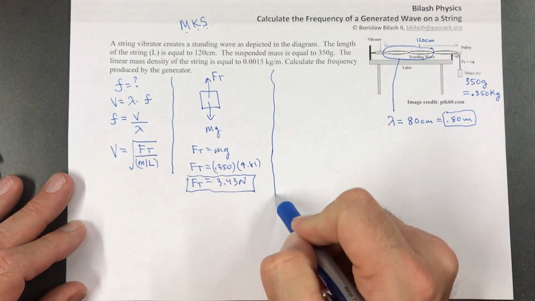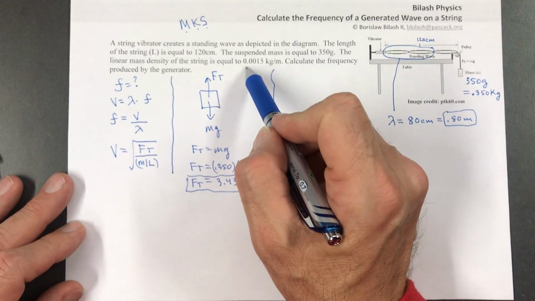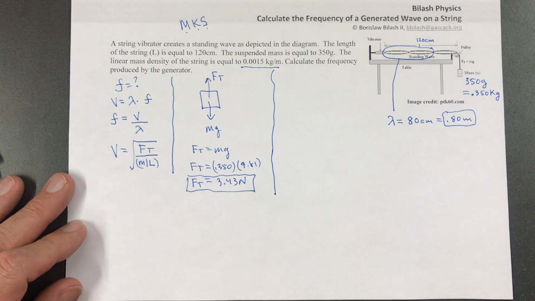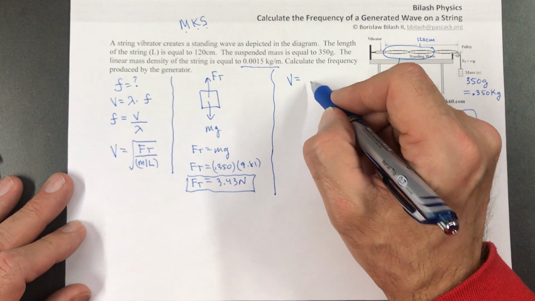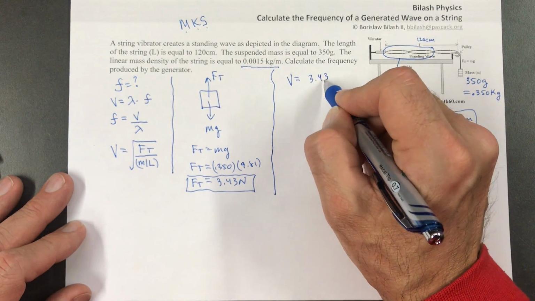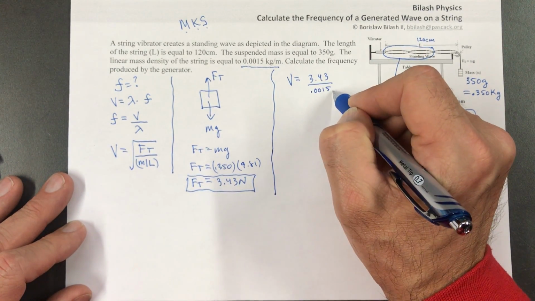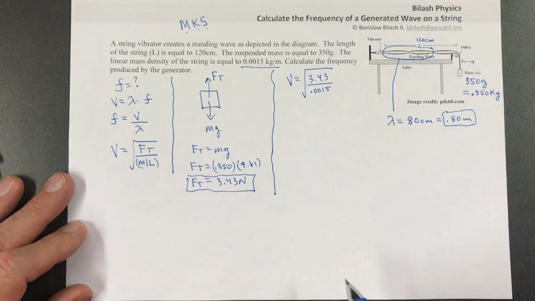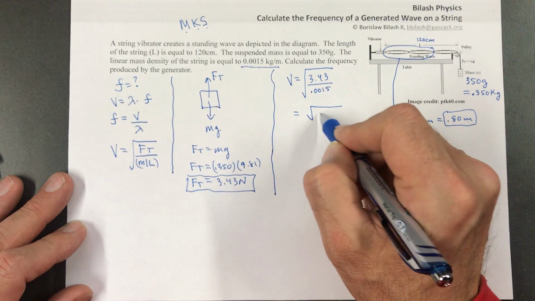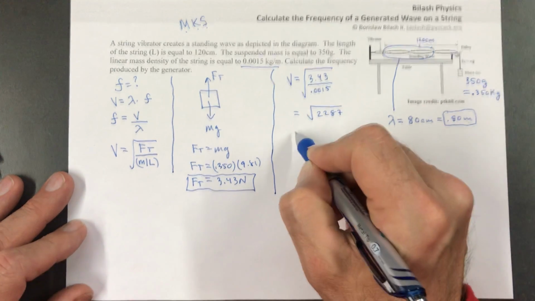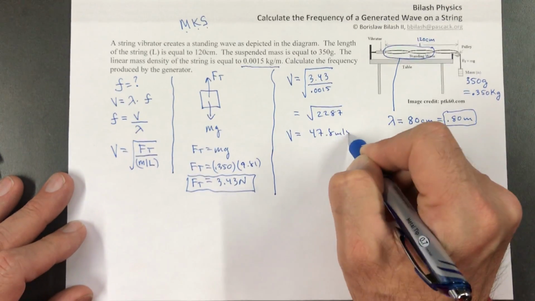So now that I have our force, and I have our linear mass density, which is actually determined for us, we can calculate the velocity. So the velocity is going to be equal to the force, which is 3.43, divided by the linear density, which is 0.0015 kilograms per meter, and take the square root of that. And that's going to give us the square root of 2287. So the velocity is going to be equal to 47.8 meters per second.